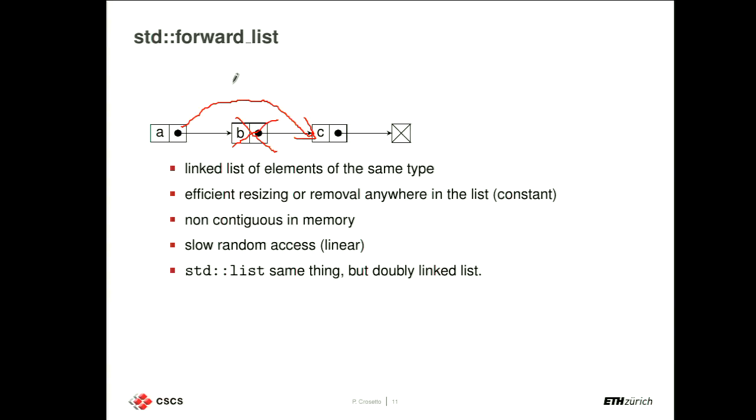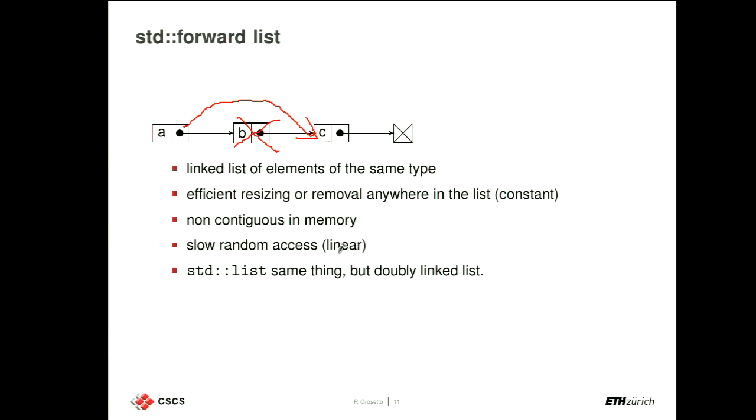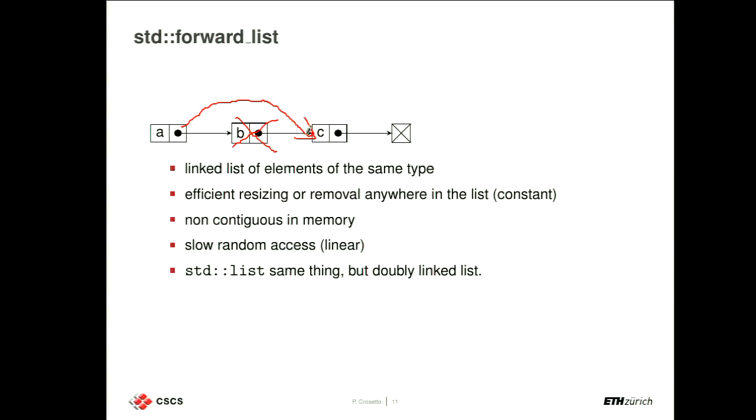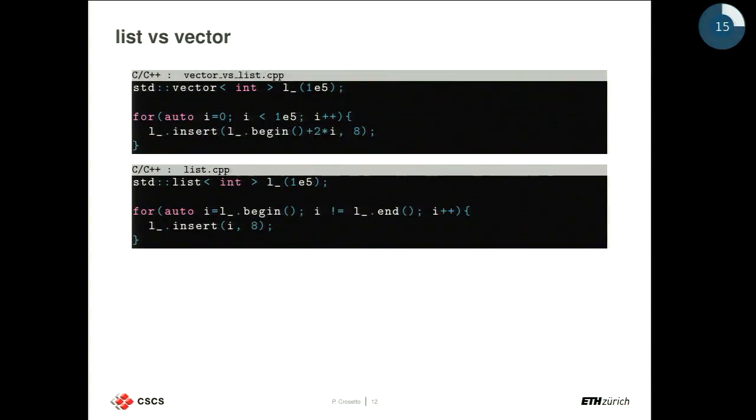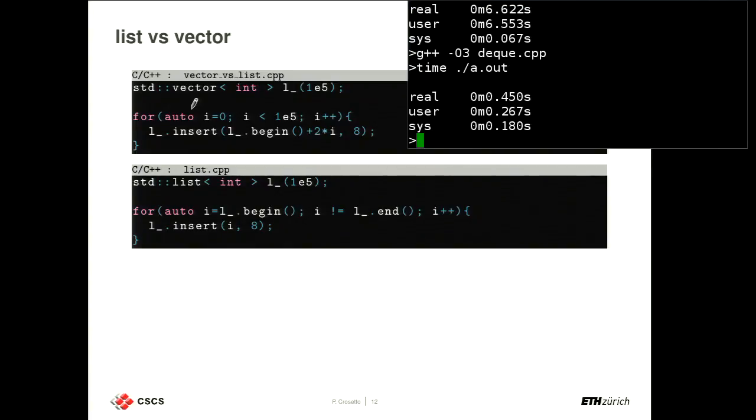This is done in constant time, it doesn't matter where in the list this is. So it has slow random access, because if I want to access the middle, I have to do all the hops to get there, following the pointers. So it's linear. And std::list is like the forward list, but has two pointers, one going backward and the other one going forward. So now we can compare performance with respect to vector.